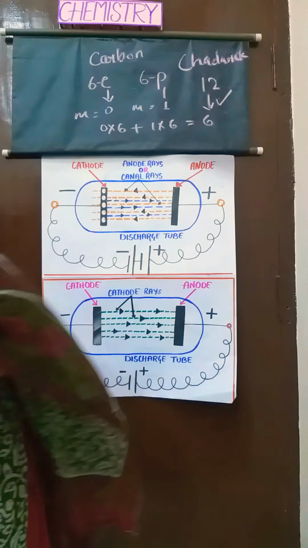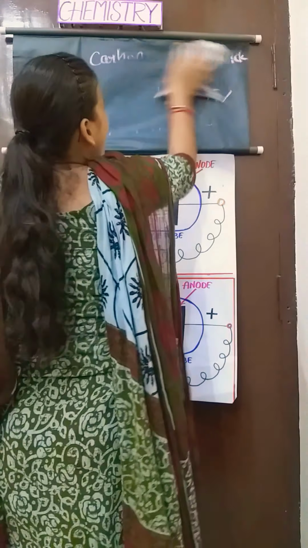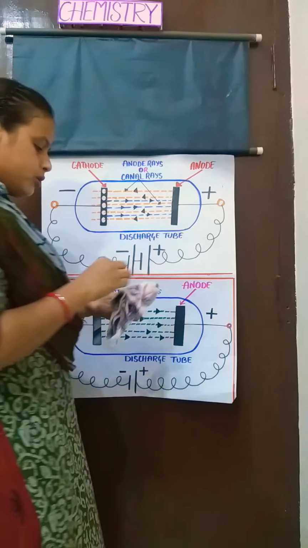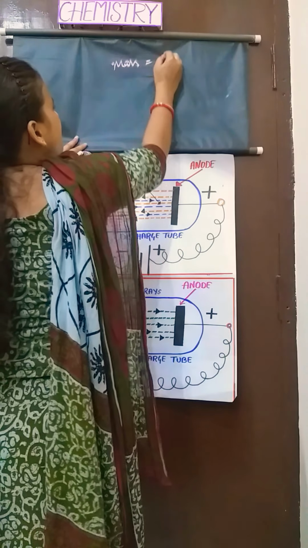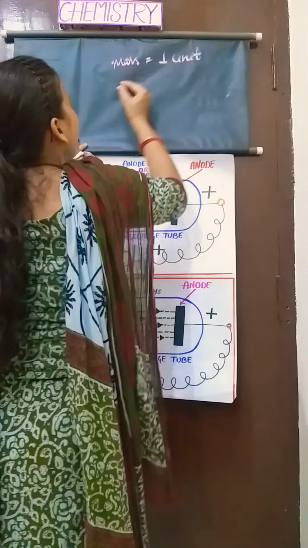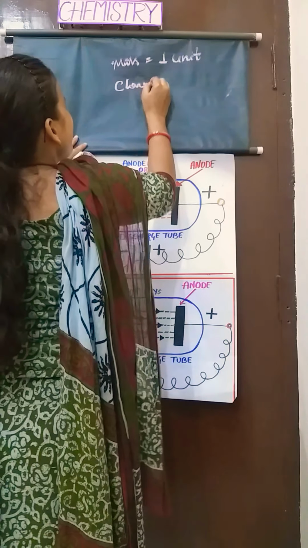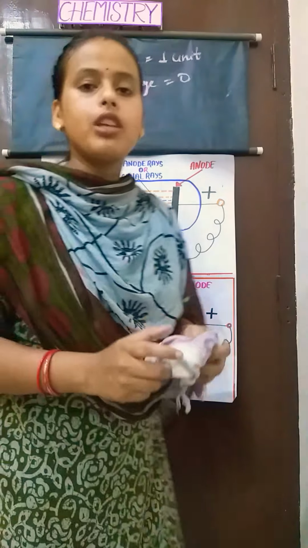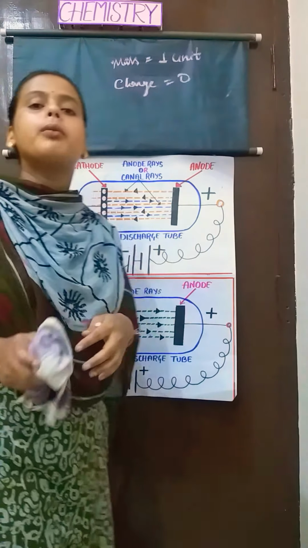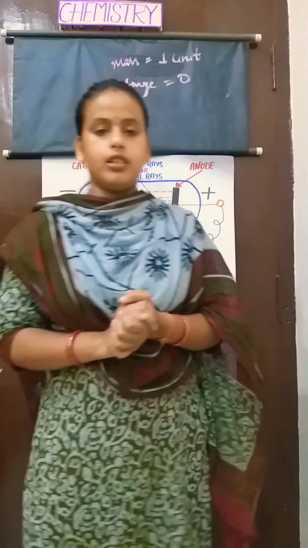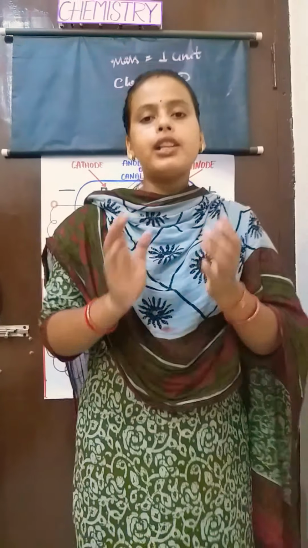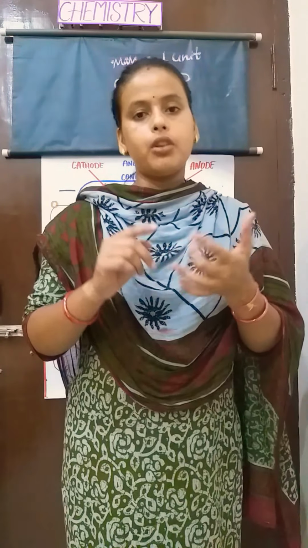And the property of the neutron is that the mass of neutron is 1 unit and the charge is 0 because neutron is neutral, it has no charge, right? So this is the discovery of these three particles which are present inside the atom or which make atom, right? So we can say that all the atom contain electron, proton and neutron.